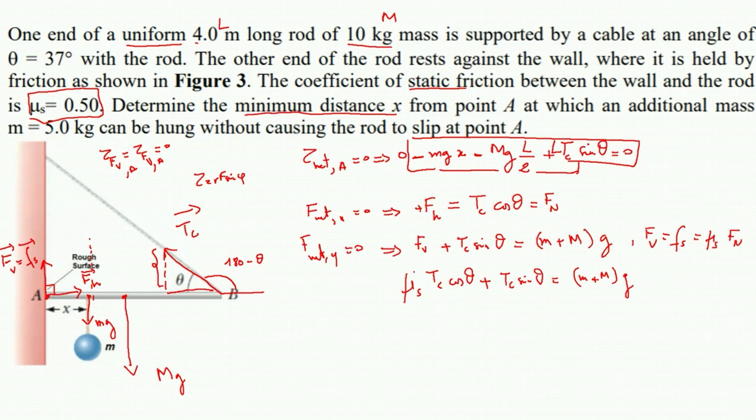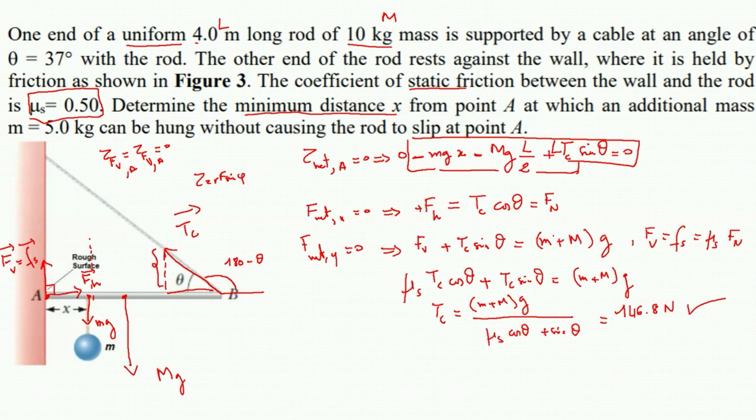Now here I can get TC. Of course, TC is equal to total mass times G divided by mu S cosine theta plus sine theta. You take your calculator, you calculate. I believe you will get something like 146.8 Newton. Just use your calculator. You know everything here. You know mu S, you know theta, you know M, 2M. So this is your TC.